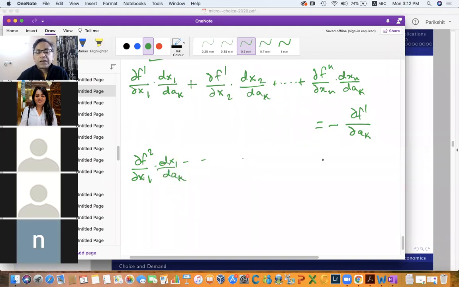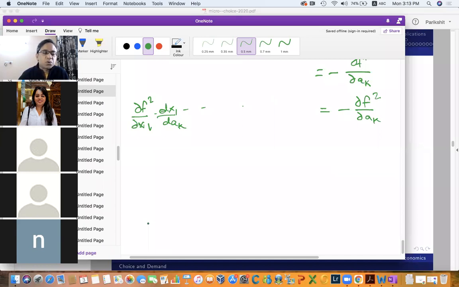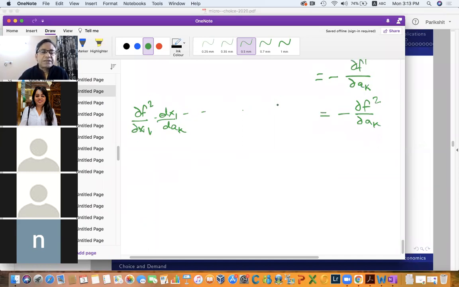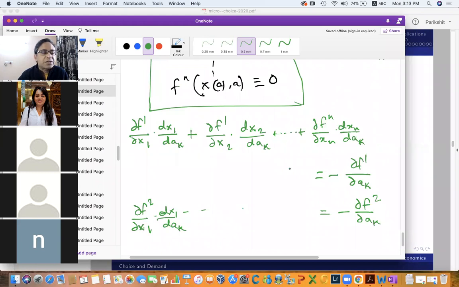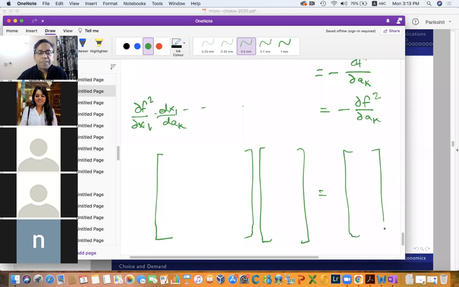And so on. And when I come to the final thing, I'll have a del F2 del AK, and so on. Now, if you look at it closely, you'll find that this system of equations involving derivatives can be summarized in a neat way, which is a matrix times a vector equals another vector. I can write it in this form.